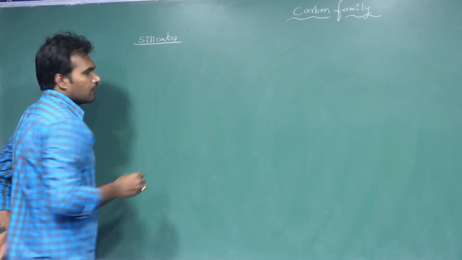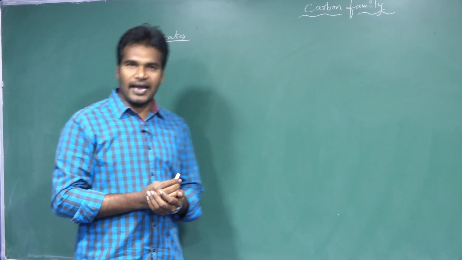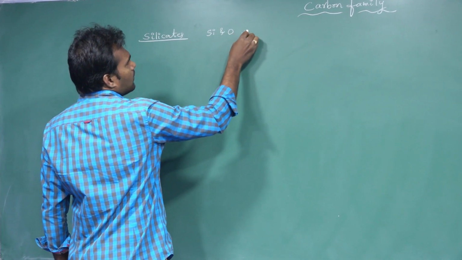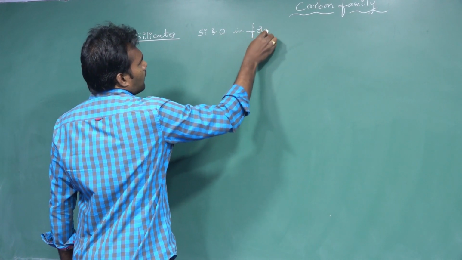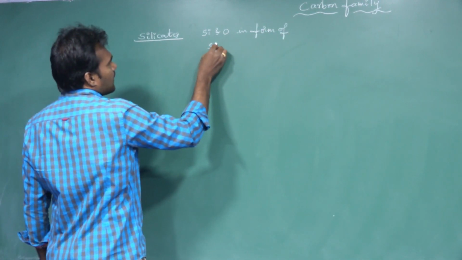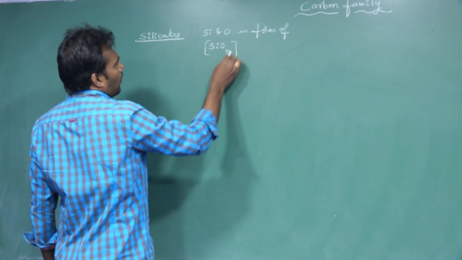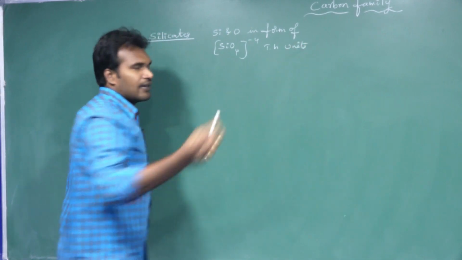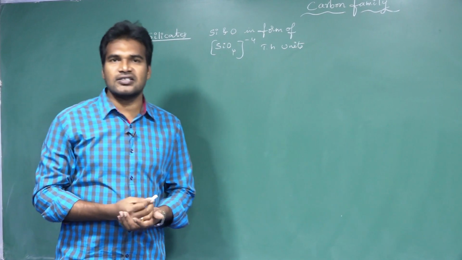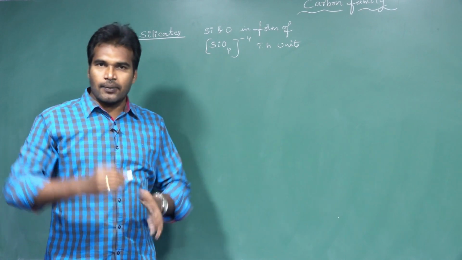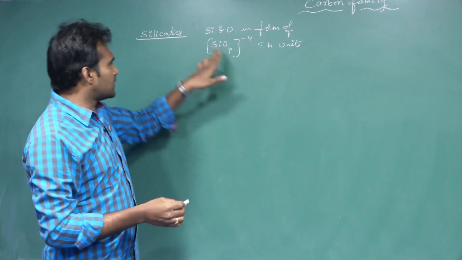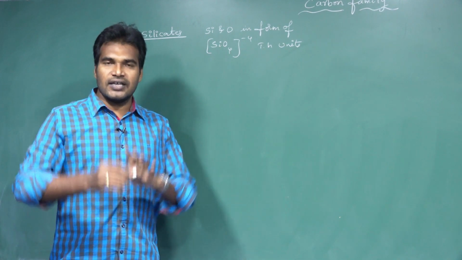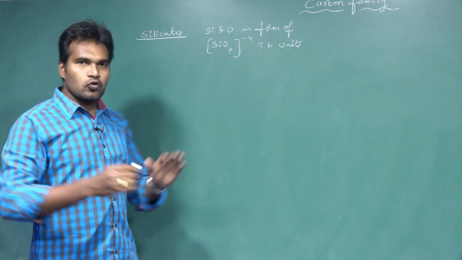Silicates are minerals which have silicon and oxygen in the form of SiO4 minus 4 tetrahedral units in different patterns. Those minerals we call silicates. Based upon the linkage and arrangement of these tetrahedral units, we classify the silicates into many types.